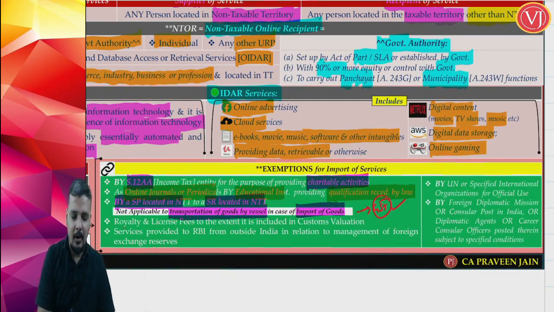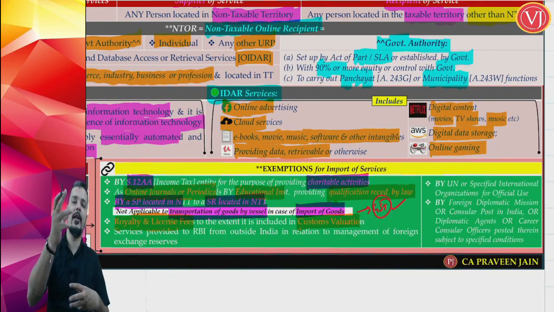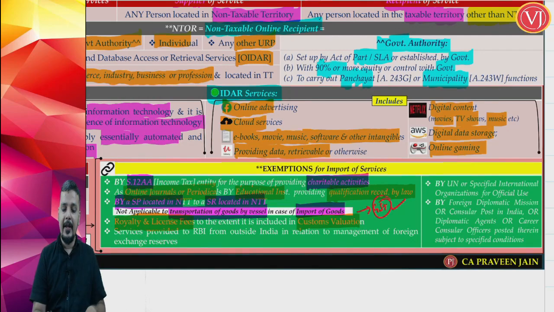Next, you are talking about royalty or license fees, import of royalty or license fees. If at all that royalty or license fees is included in customs valuation, then it is exempted. If it is not included in customs valuation, it is taxable. If the royalty and license fees that you are importing along with the goods is already included in customs valuation, already added along with the import of goods, then no need to pay it separately. If it is not added, then there is no exemption, you have to pay.